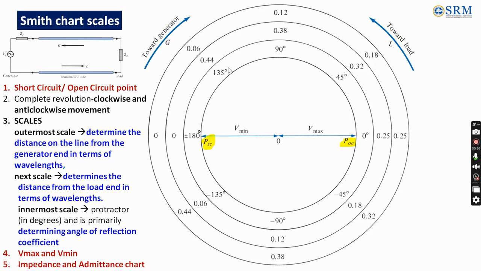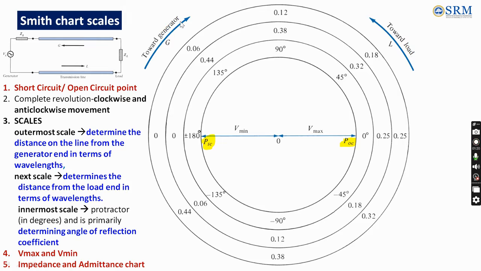And there are three scales present in the Smith chart. We need to find the input impedance of the transmission line at a certain distance from the load, right? So sometimes we need to move towards the generator, and sometimes towards the load, and we need to find the distance along the transmission line. For that, we have these scales.